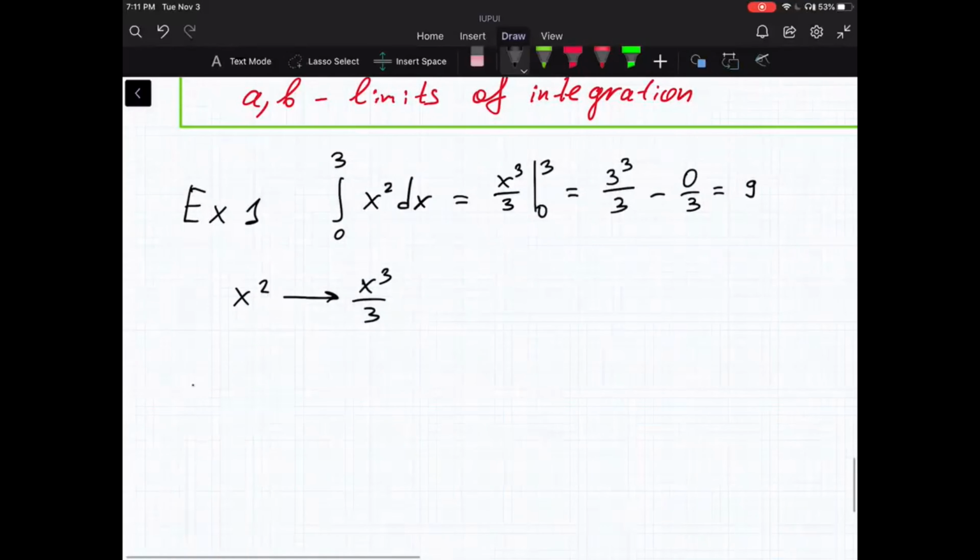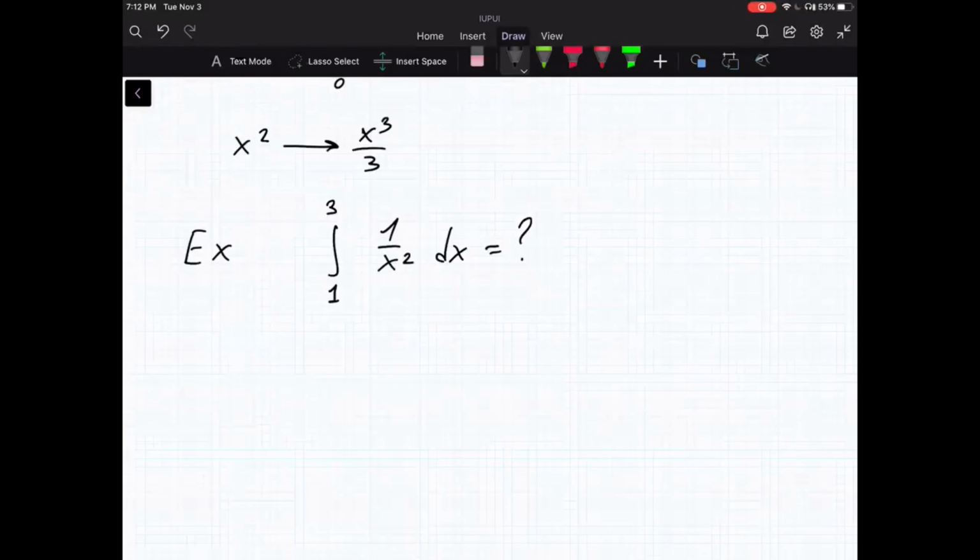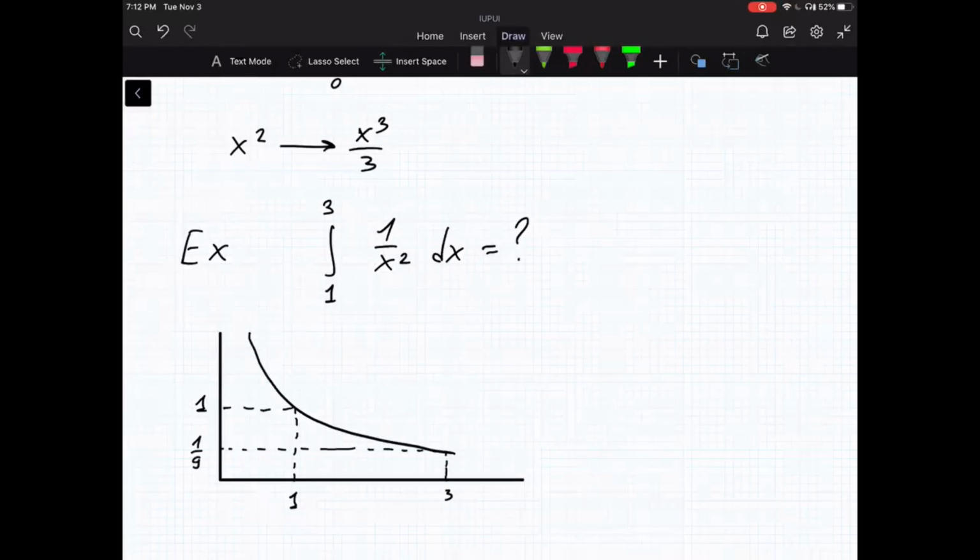And let's do another one. So suppose you have the curve y equals 1 over x squared, and you're interested in the area between the lines x equals 1 and x equals 3. So in other words, you're interested in the integral from 1 to 3 of 1 over x squared dx. We have the following picture, and we are interested in this area.